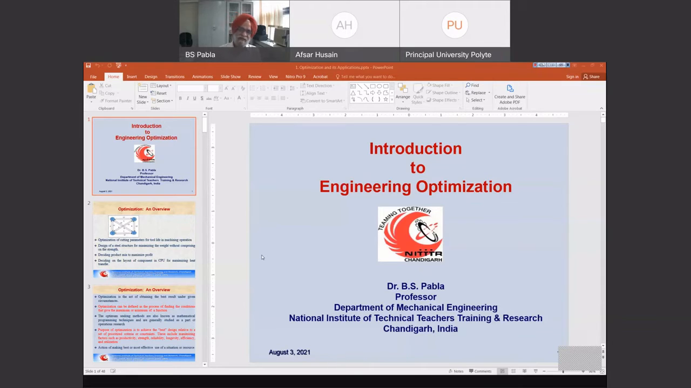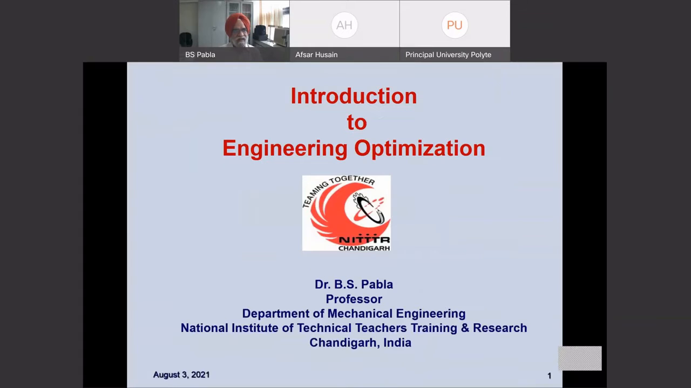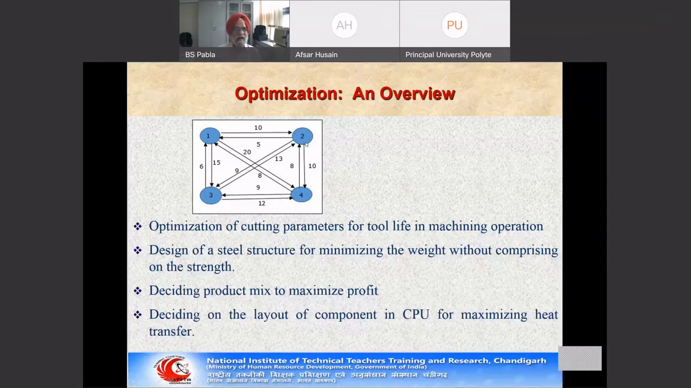Medical people do optimization. Everybody does optimization, but we are talking about engineering optimization concerning our field. So we'll stick to engineering optimization, or optimization in mechanical engineering. What is it actually? If you have to understand optimization, let us see. The simplest example to explain optimization is the traveling salesman problem, which we study in mechanical engineering as a part of operation research.